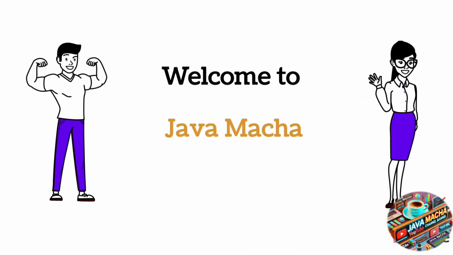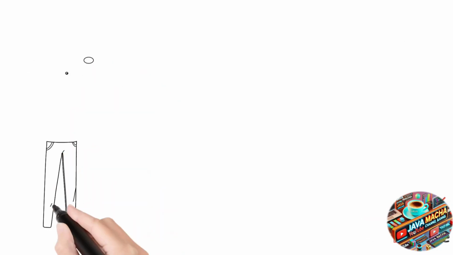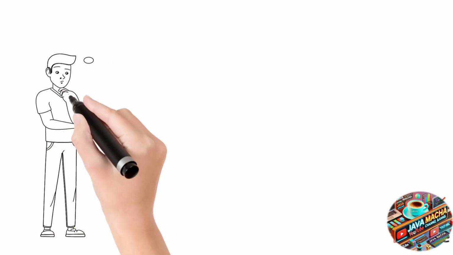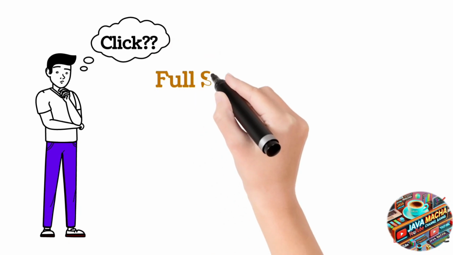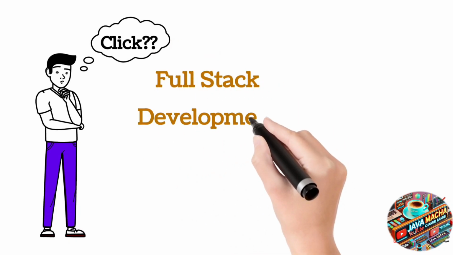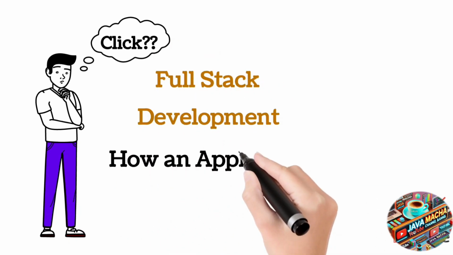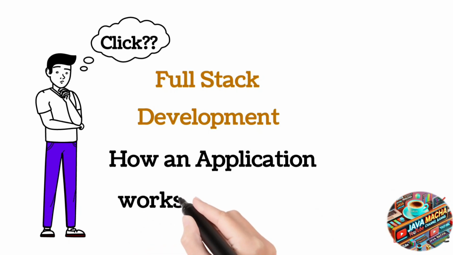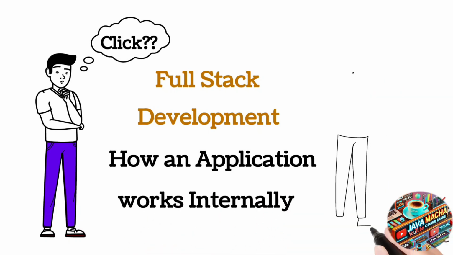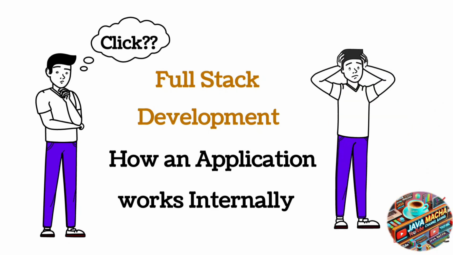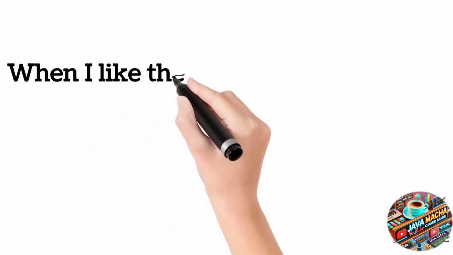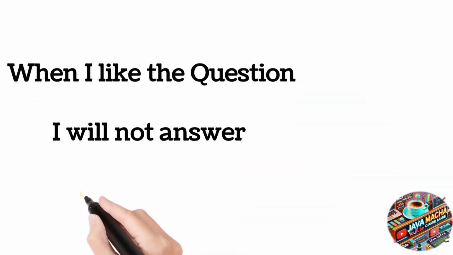Welcome to Java Macha. Today, we are going to learn about what happens when we click a button inside a software or an application. That is full stack development. Here, we are going to learn about how an application works internally. I know my macha will ask why do we need to learn this? It's a good question, macha, but when I like the question, I'll not answer.